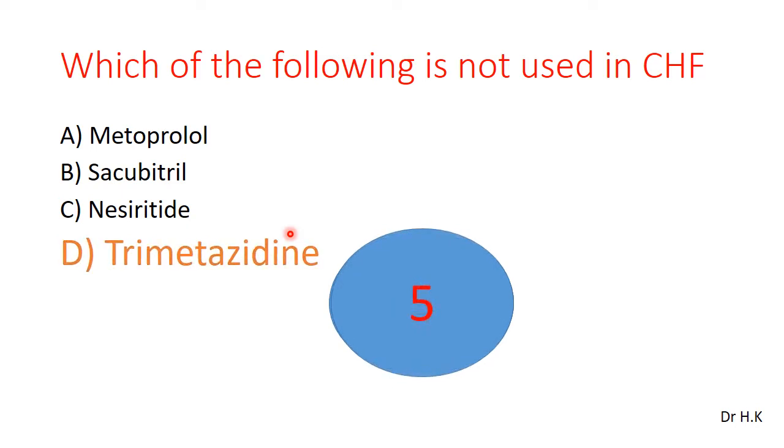So the answer is Trimetazidine. This drug is an anti-anginal drug and it is not used in congestive heart failure.